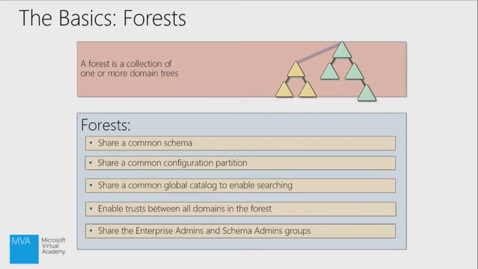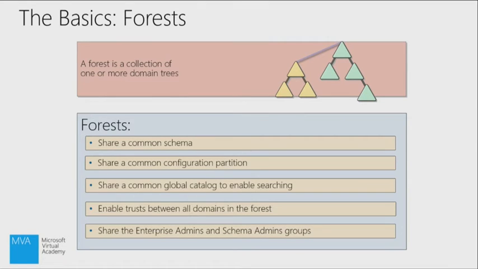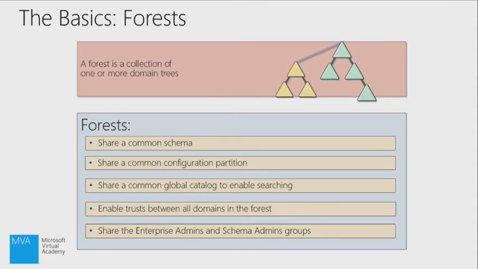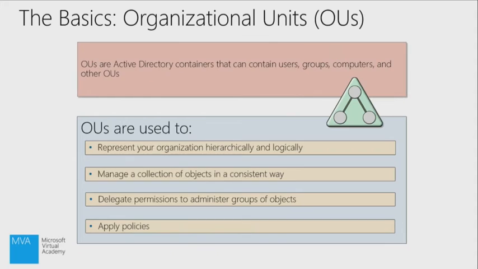Forests enable trusts between all domains in the forest. Again, it's automatic. If a user in this third tier child domain needs to access a resource in another tree, the trust exists all the way up through those domains and across to the other trees and then down through that hierarchy as well. The enterprise admins and schema admins groups are administrative groups with permissions to modify either the domains, the forests, or the trees, and the schema itself. Enterprise admins and schema admins are administrators across an entire forest, as opposed to domain admins, which are just administrators across a single domain.